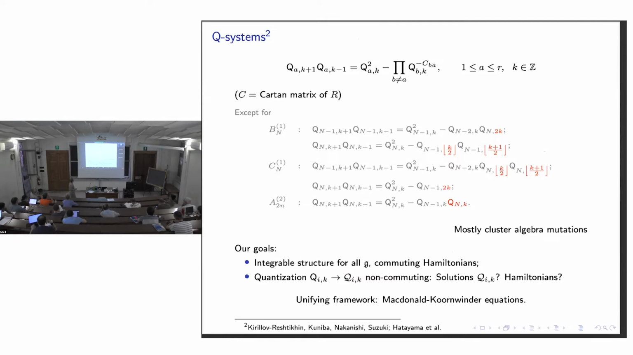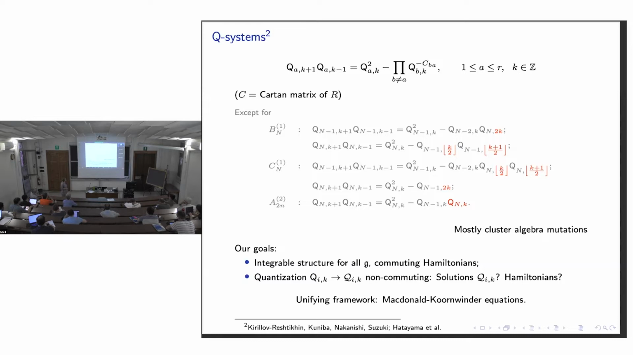And most of the time, these are cluster algebra mutations, except for this last case. A2 and 2 is well known to be a troublesome affine algebra. But apart from that, they're all cluster algebra mutations. So there's a cluster algebra behind all of these, and these are all integrable. And we want to prove this for all affine root systems.